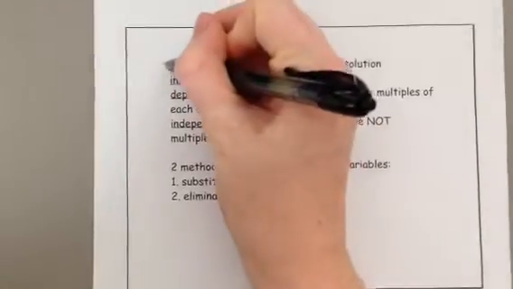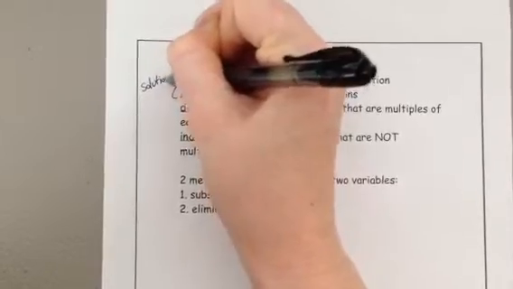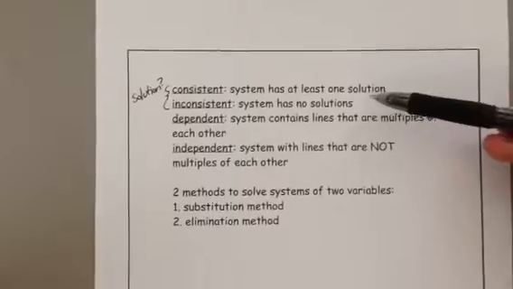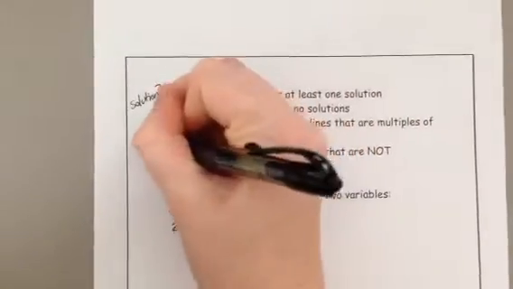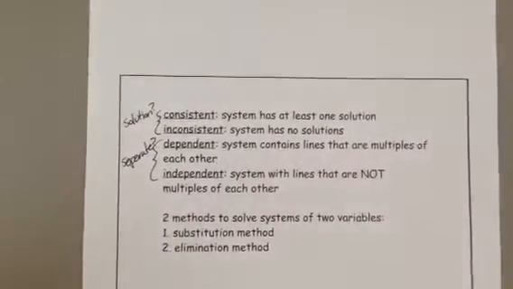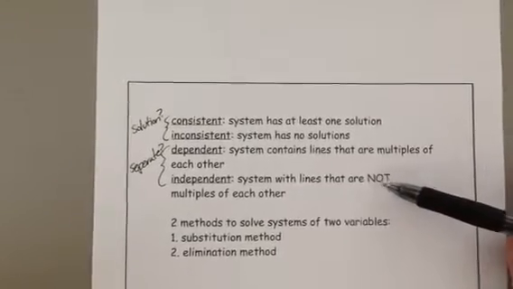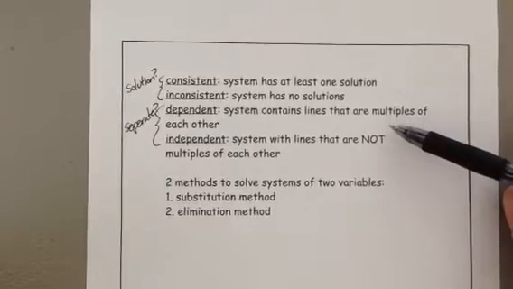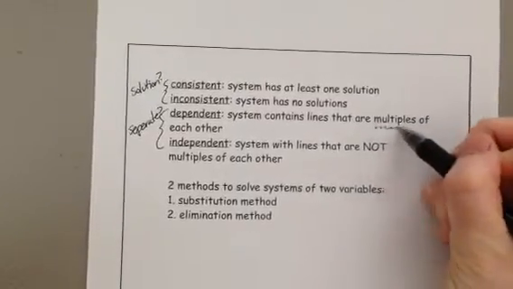So consistent and inconsistent deals with if there's a solution or not. So solution, question mark. If there is a solution, it's consistent. If there's not a solution, it's inconsistent. And dependent and independent basically means, are they separate or not? So separate, question mark. Are they two separate lines? And if that's yes, they're independent. And if they're not two separate lines, then they're dependent, because they're basically multiples of each other.